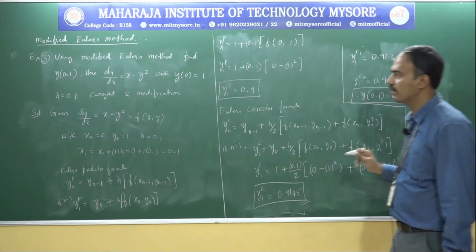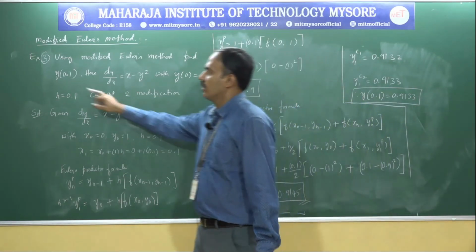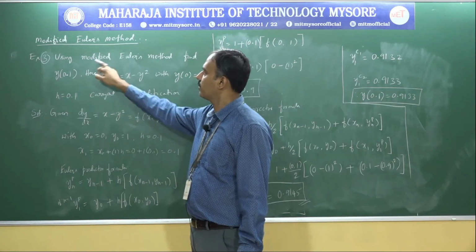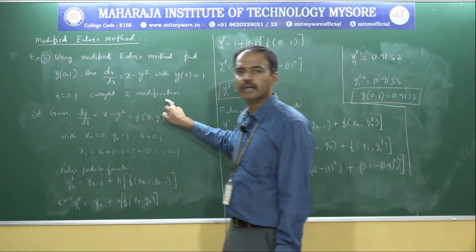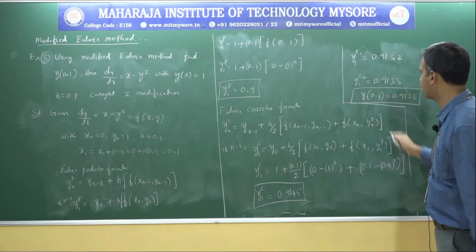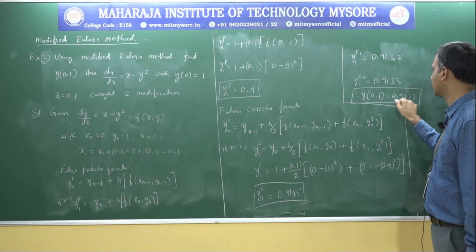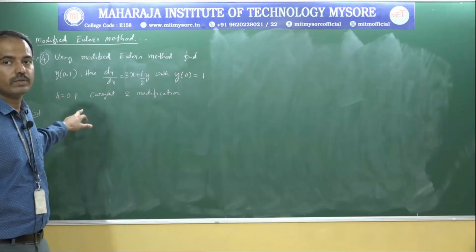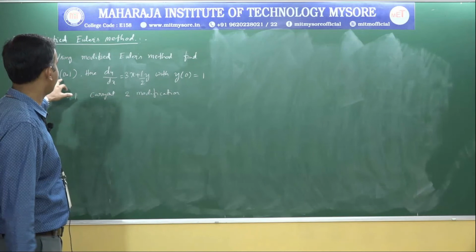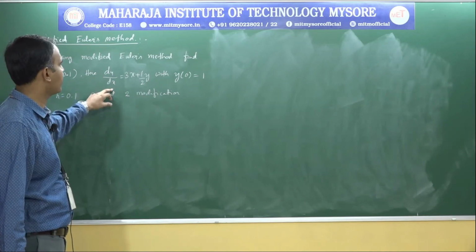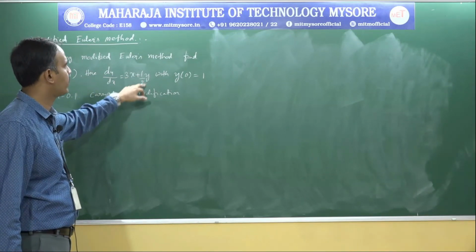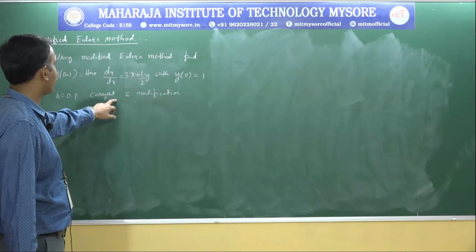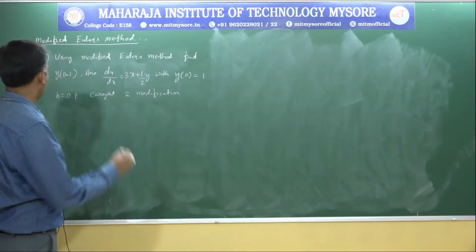Now the question: estimate y of 0.1 with the help of the modified Euler's method, carrying out two modifications. We consider y of 0.1 equal to 0.9133. The next example: using modified Euler's method, find y of 0.1, where dy by dx is equal to 3x plus y by 2, with y of 0 equal to 1. The h value is 0.1. Carry out two modifications.